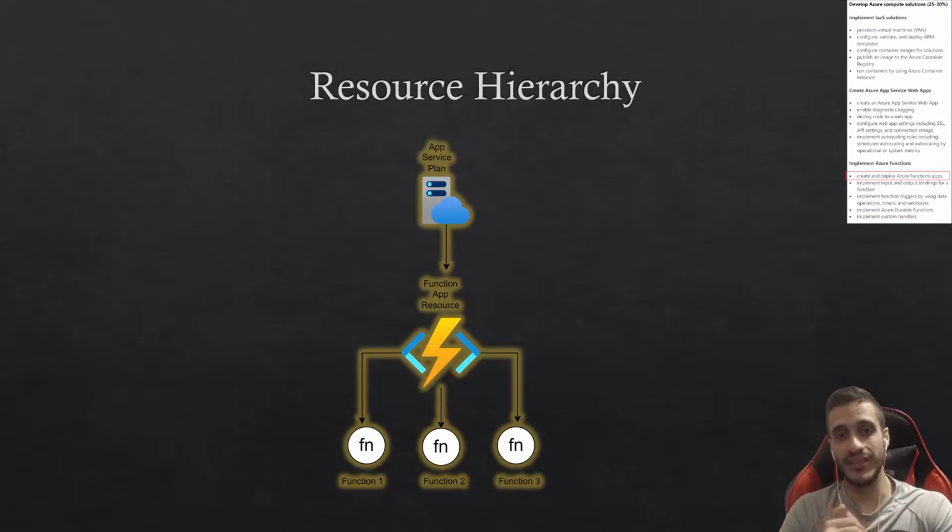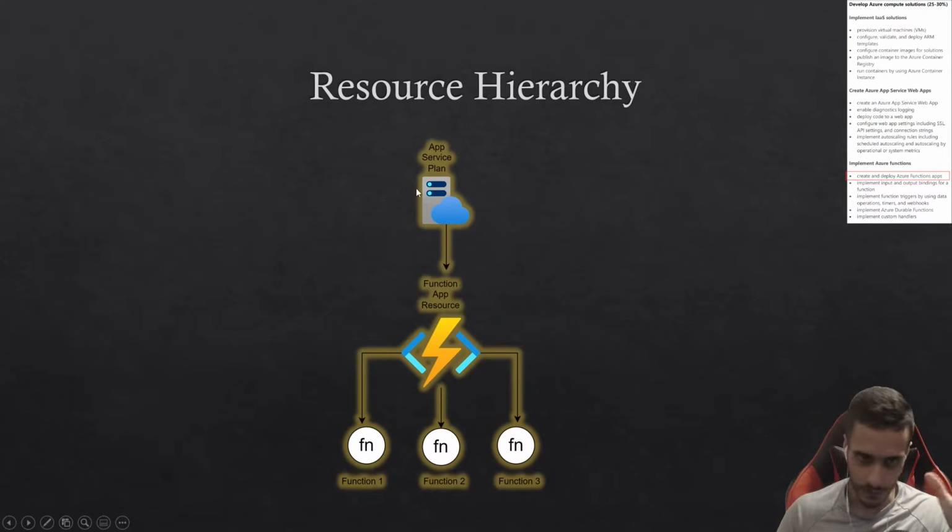Next, I want to talk about the resource hierarchy of Azure Function apps. So the way this works is you still have an app service plan. You don't deal with that a lot. You typically just do that to configure some network things like VNet integration and things like that. But the bulk of this is you have a function app resource, and under that function app resource, you have different functions, okay? Different code functions, okay?